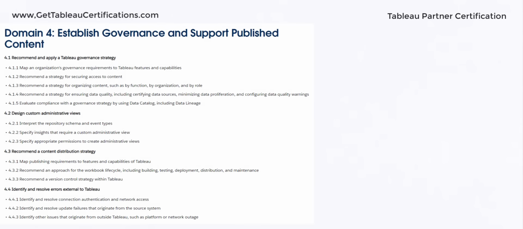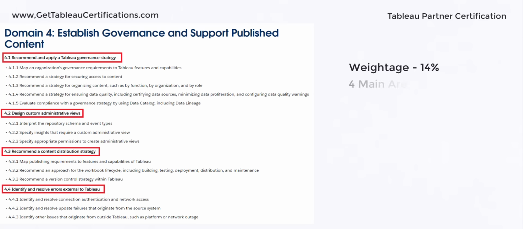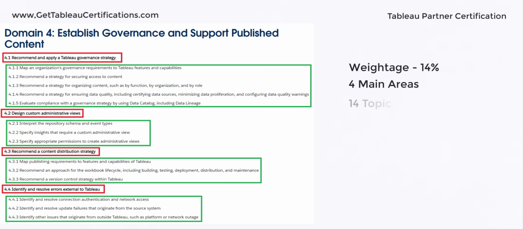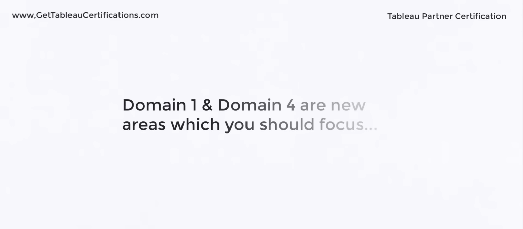The fourth domain is Establish Governance and Support Published Content. It has 14% in the exam with 4 main areas and 14 topic points, and you can expect around 6 questions from this area. So in total, domain 1 and domain 4 are the 2 additional areas that you should take care of and give focus to.